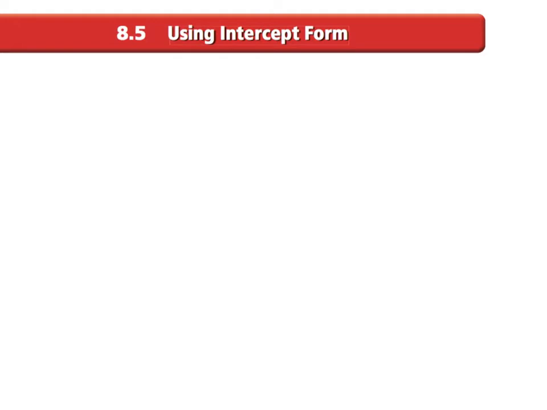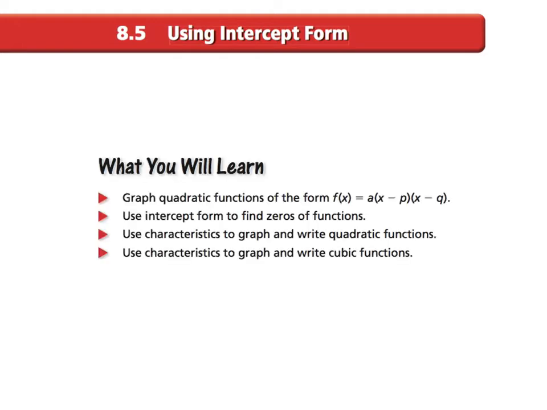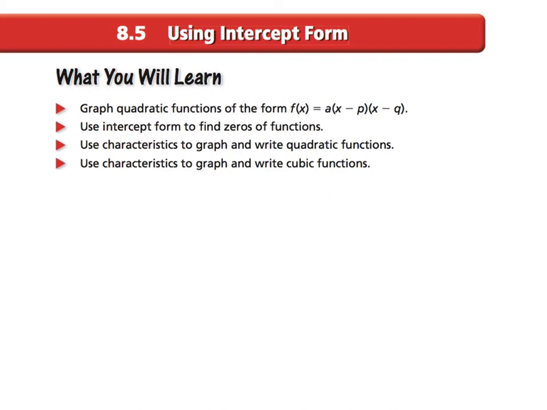So what are we going to learn? Well, you're going to learn a few things. You're going to learn how to graph functions that are in this form, which is called intercept form. We're going to use intercept form to find the zeros of a function. We're going to use the characteristics to graph and write quadratic functions and something new, cubic functions.